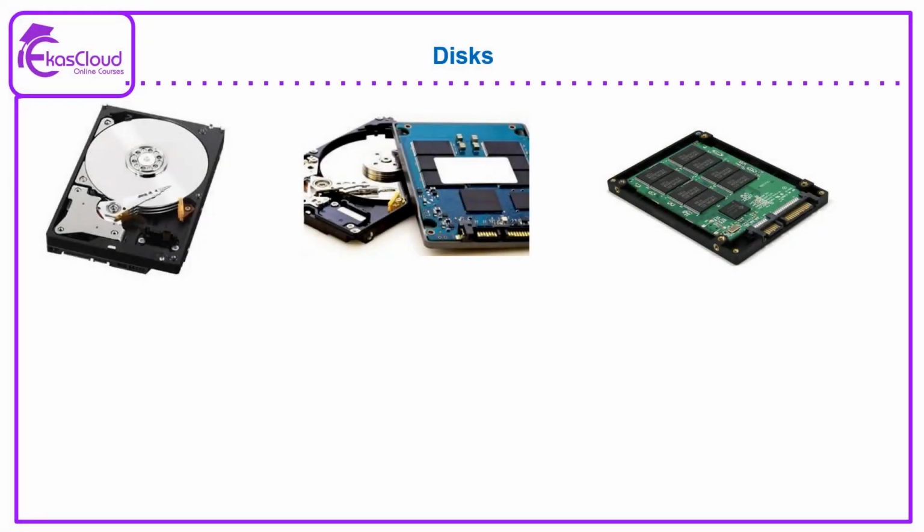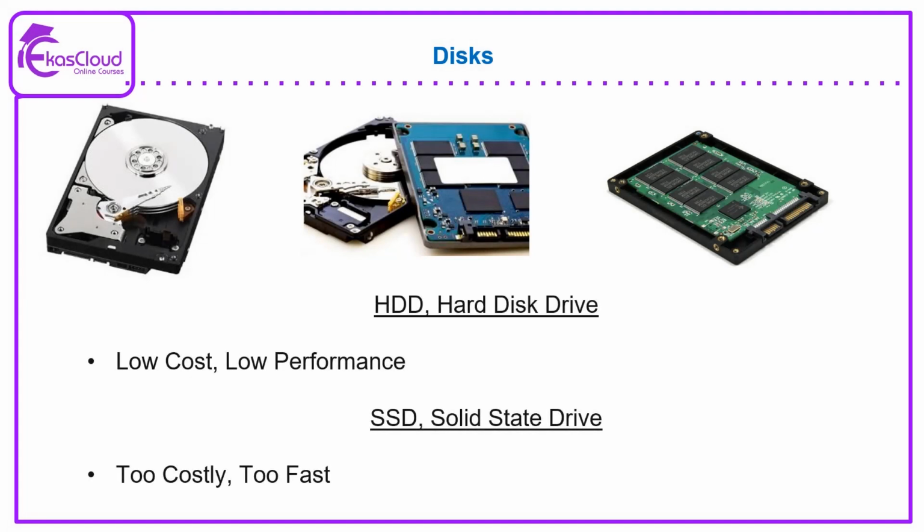Now, let's look at the disks available. We mainly have two types of disks, the HDD, which is hard disk drive, and SSD, which is solid state drive. In the pictures over here, the one on the left is a hard disk, the one on the right is a solid state drive, and the one in the middle shows both of them.